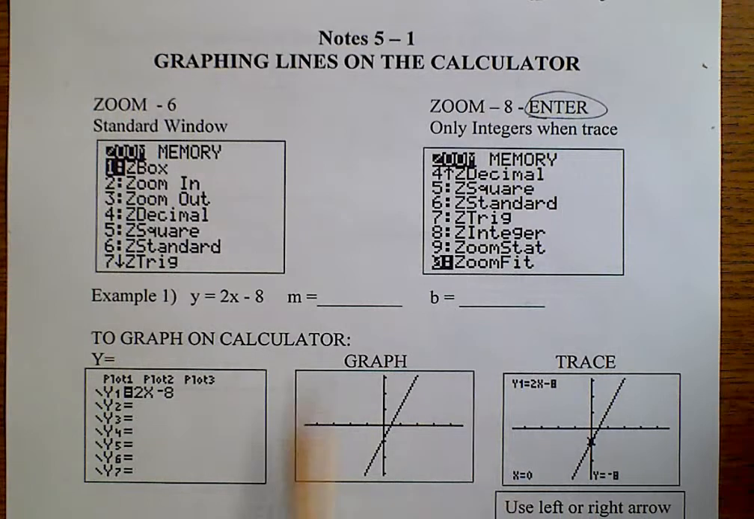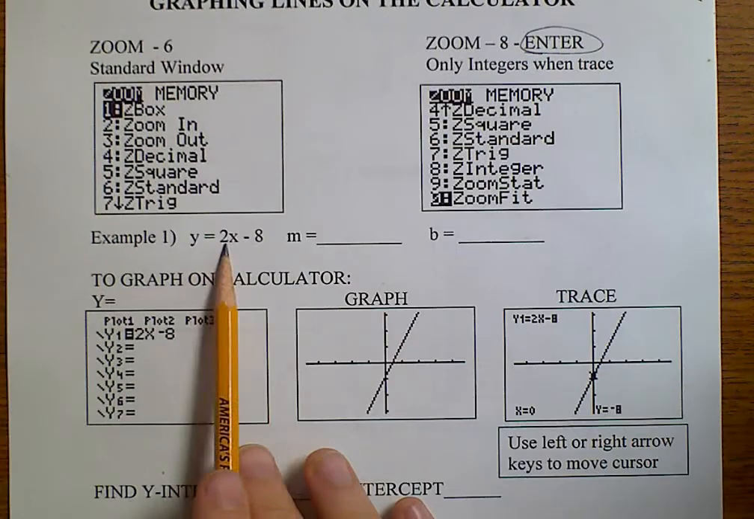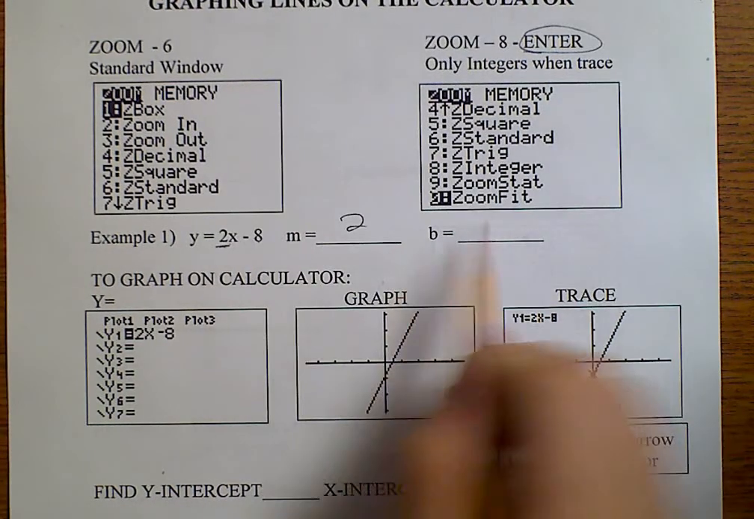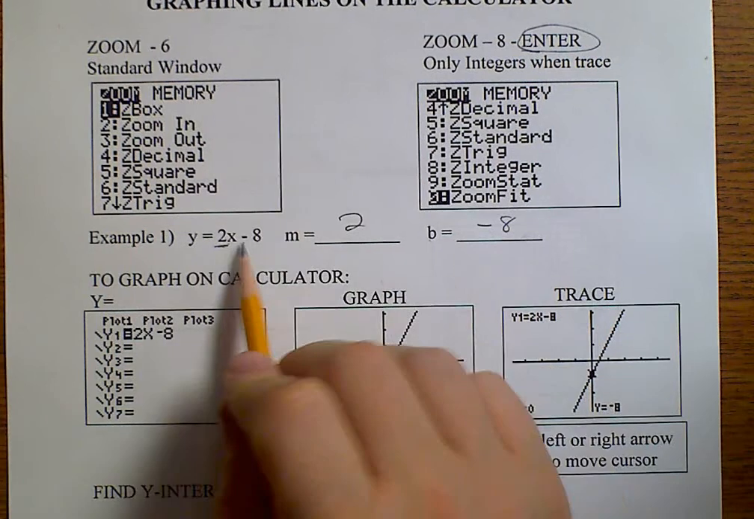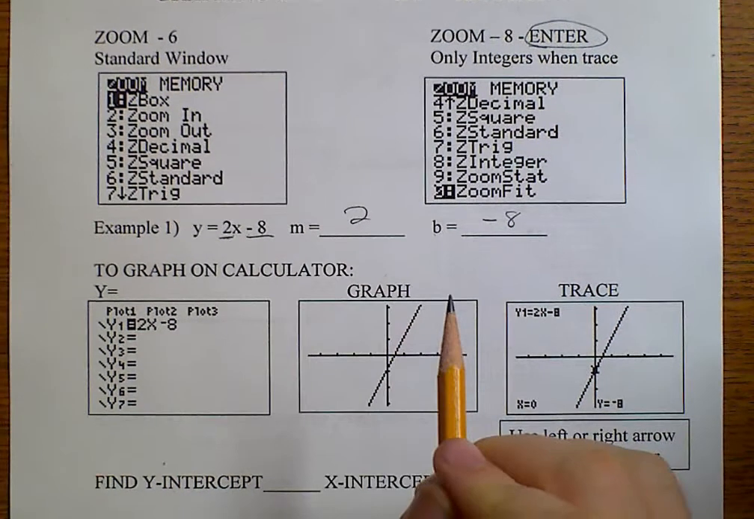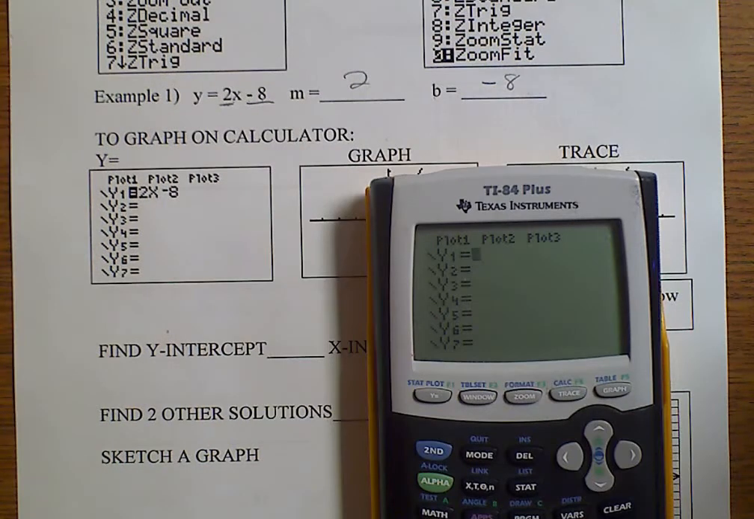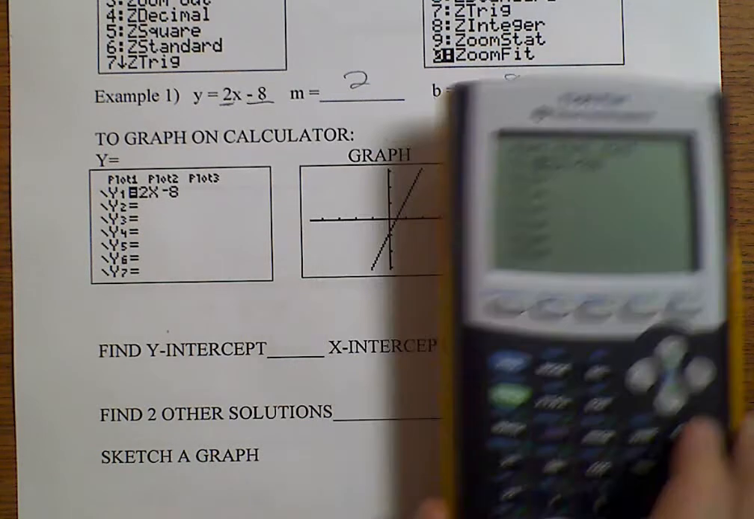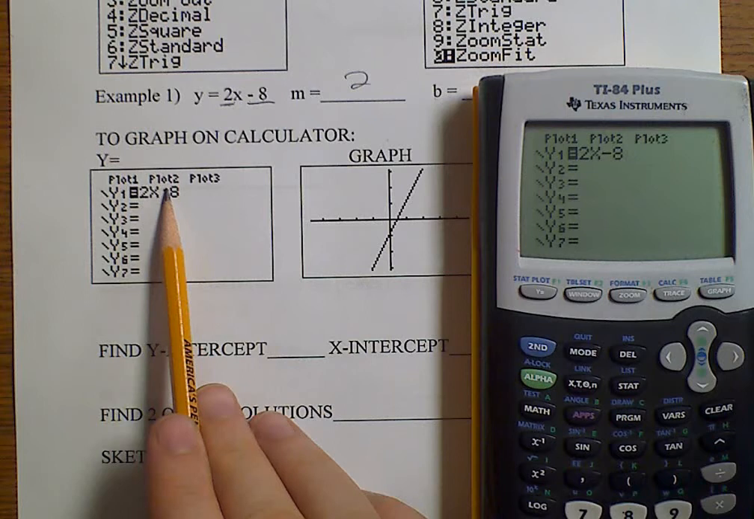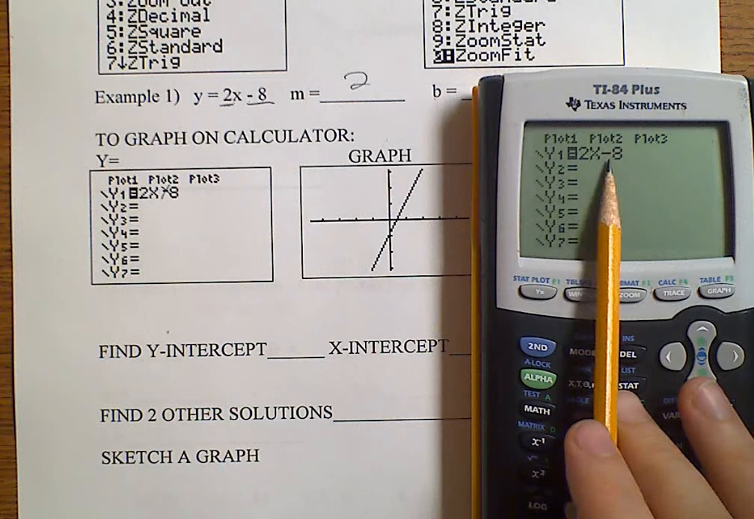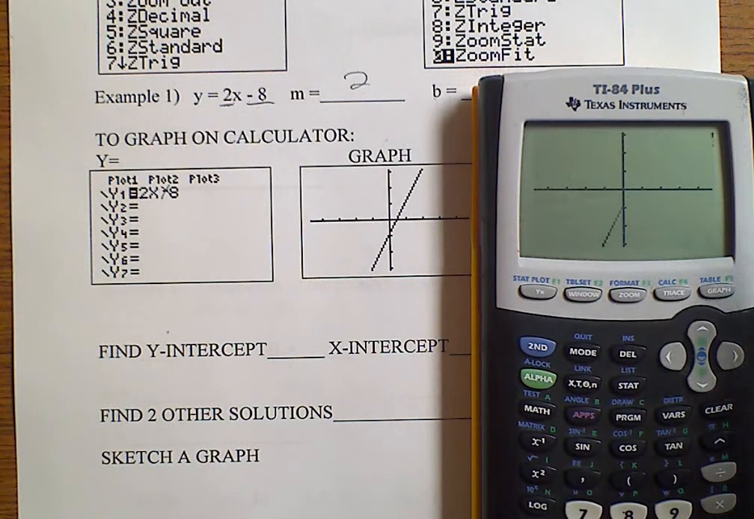Let's go ahead and look at this. We have y equals 2x minus 8. Our m is the 2. Our b is our negative 8. So we put this into y equals 2x minus 8. Make sure you don't put this negative 8 like they've shown right here. This is actually wrong. We want to make sure that it's a good minus 8 so that when we graph it, it looks just like this. Looks like the picture here.